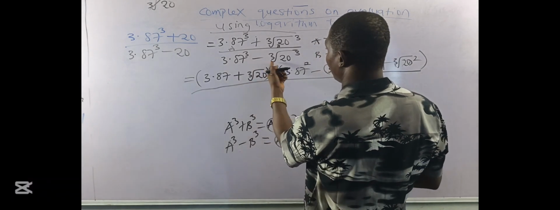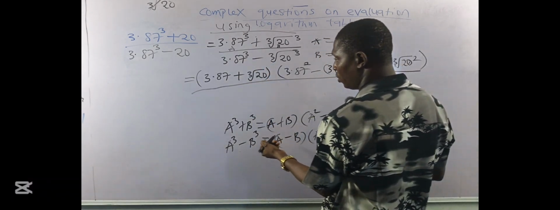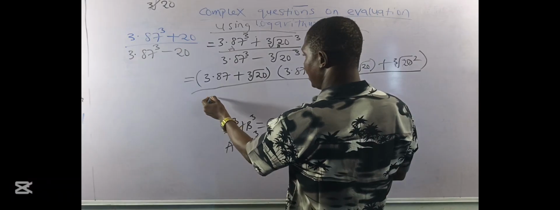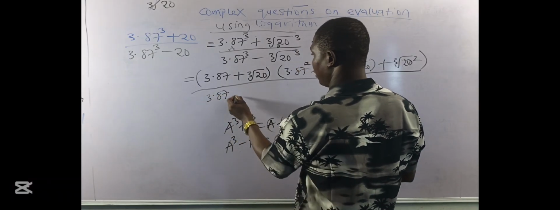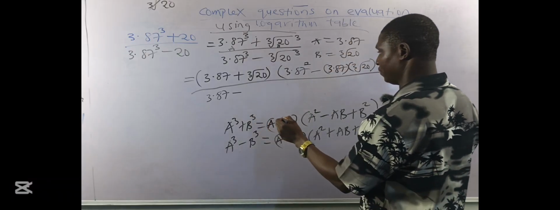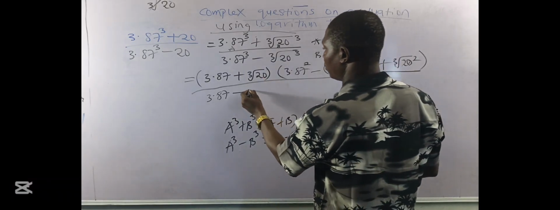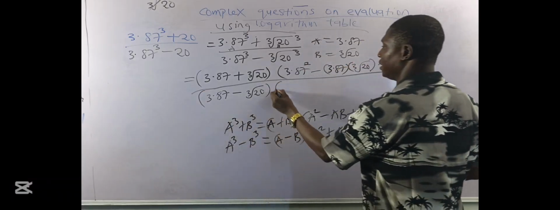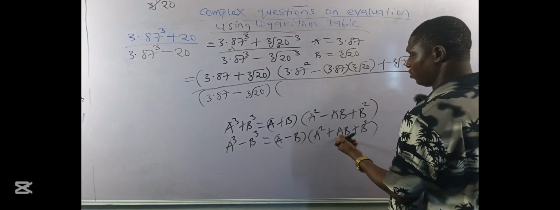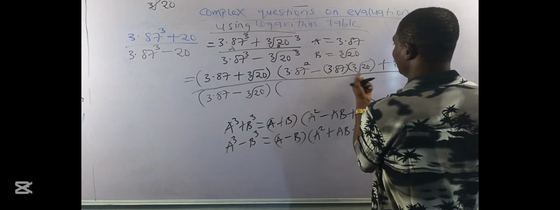So now we're doing the difference of two cubes. We have a, which is 3.87, minus the value of b, which is the third root of 20, close bracket. In the brackets, every other thing becomes plus, so we pick this the way it is.